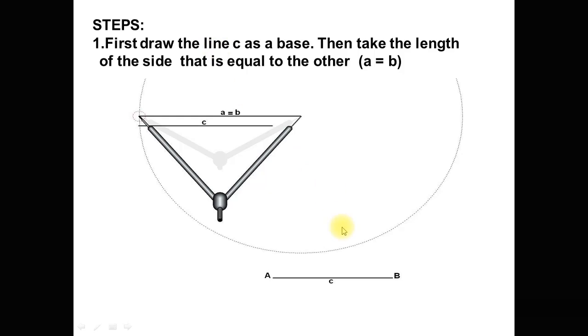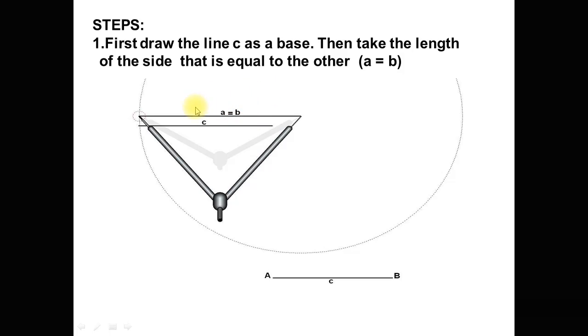Now first draw the line C as a base, as I have already told you, then take the length of the side that is equal to the other side. It means open the compass about the length of side A or side B, and you know side A and side B are equal. So in length, this is actually one measurement. Suppose A is 4 centimeter, then B is also 4 centimeter. A is 5 centimeter, then B will also be 5 centimeter. So these two are not different lengths. These two sides have equal length.